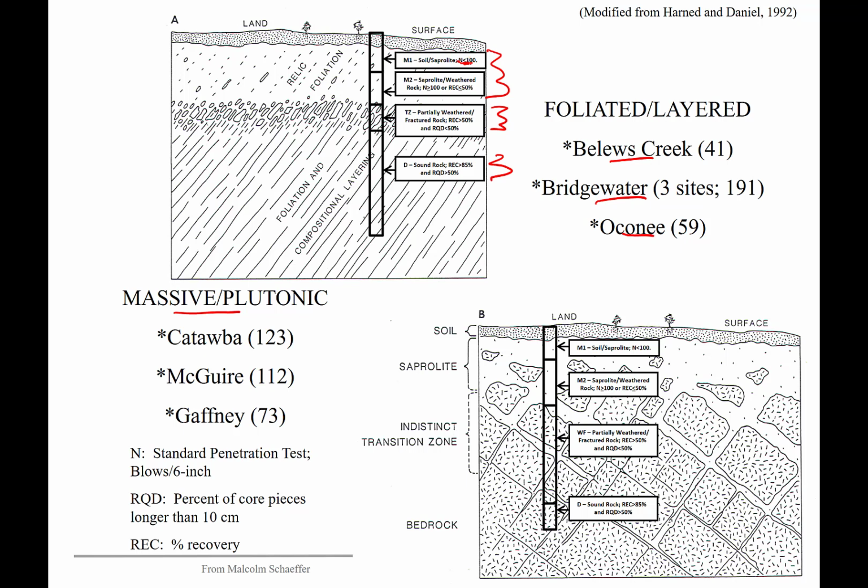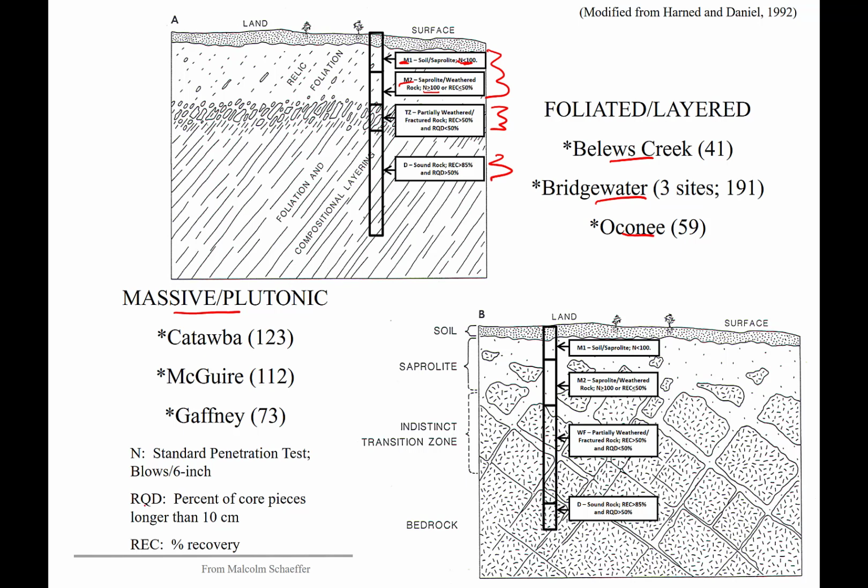And for N less than 100, you can see that that generates a criteria of M1 for the soil saprolite. Then when N is greater than 100 and/or the recovery is less than 50%, then that's M2. And the recovery is the percent recovery of the sampling method, either from coring or split spoon sampling.